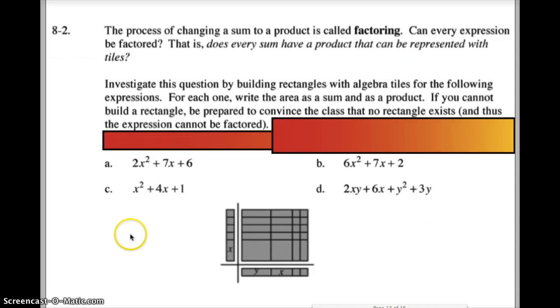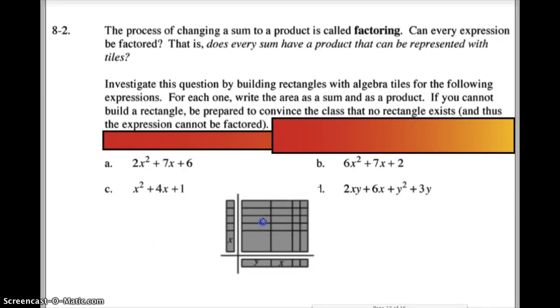Problem number 2: the process of changing a sum to a product is called factoring. Can every expression be factored? That is, does every sum have a product that can be represented with the tiles? Investigate this question by building rectangles with algebra tiles for the following expressions. For each one, write the area as a sum and as a product. If you cannot build this rectangle, be prepared to convince the class that no rectangle exists, and thus the expression cannot be factored. So this is how you're going to build these rectangles.